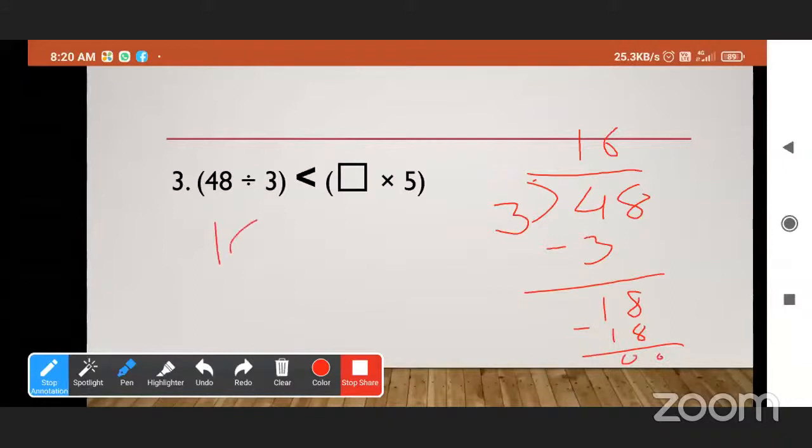So 16. Now, 16 must be smaller than the second value. So which number do we have to put in the box? If we put 1, the answer is 5. If we put 2, the answer is 10. While putting 4, we get 20. Okay, 20. So we will put 4, 5, 6 or a number greater than 4. Very good. 4 is the right answer.